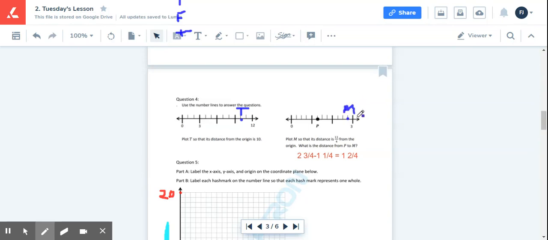There we go. That's M. So now we're going to figure out what is the distance from P to M. So if this is 2 and 3/4, we know here that P is plotted at 1 and 1/4. So we're going to subtract the 2. And our answer is going to be 1 and 2/4.